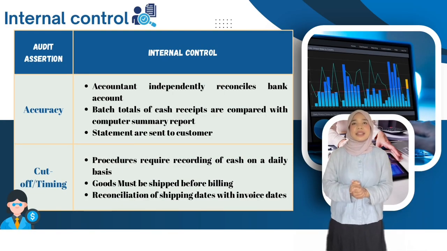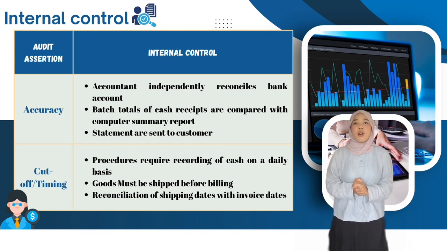Next is the accuracy assumption, which ensures that the transactions are recorded at the correct amount. The following internal controls help ensure accuracy. First, the accountant independently reconciles the bank account. This is to ensure that the cash recorded in the books matches the amount deposited in the bank. Second, batch totals of the cash received are compared with the computer summary reports. This is to double check that the input and the output of the data match exactly. And the third one is that customer statements are sent out. This acts as an external confirmation of the amount recorded by the company. Accuracy controls help to prevent both overstatement and understatement in the sales and collection cycle.